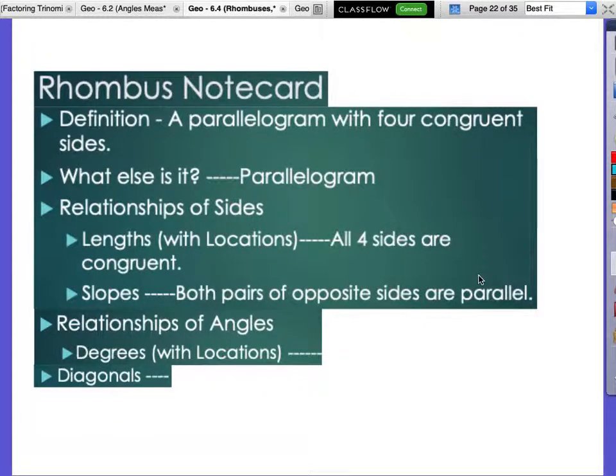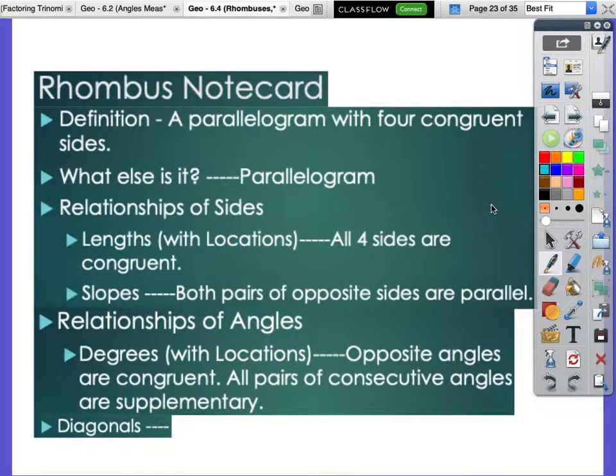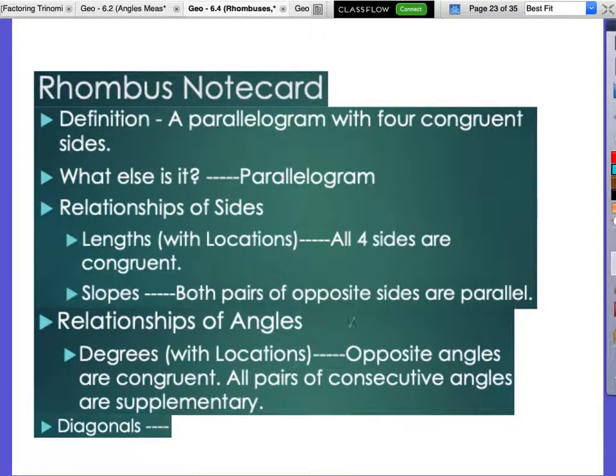What do we know about the angles? Both pairs of opposite angles are congruent. So just like the parallelogram, we know both pairs of opposite angles are congruent. Any two consecutive angles are supplementary. Very good. So that's the same stuff we know about a parallelogram. Unlike a rectangle, where we know that all four angles are congruent.